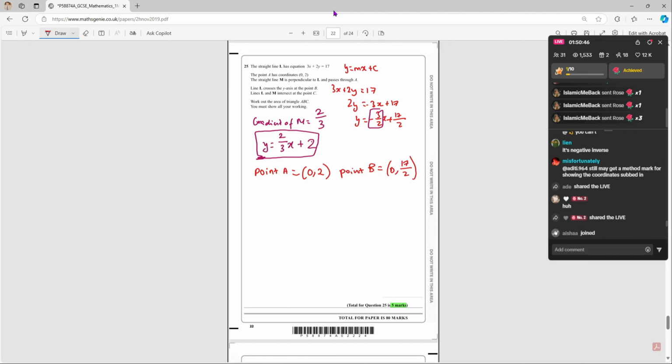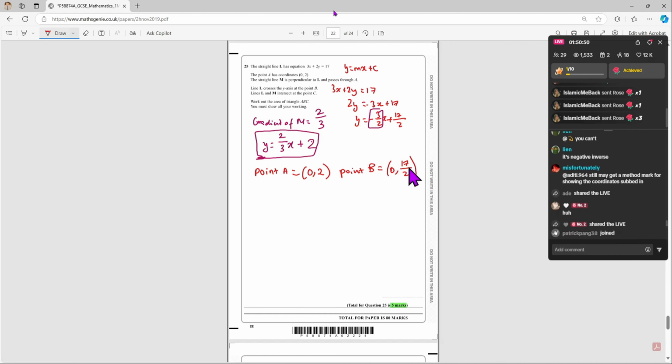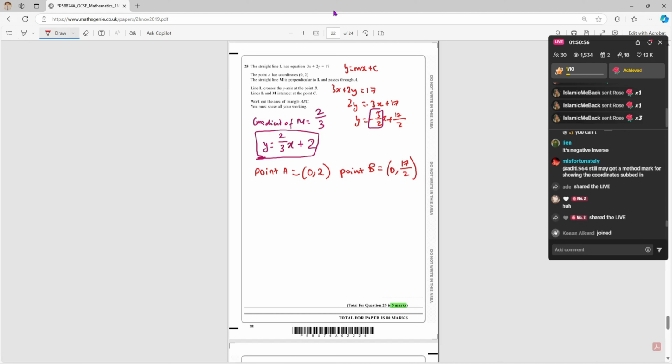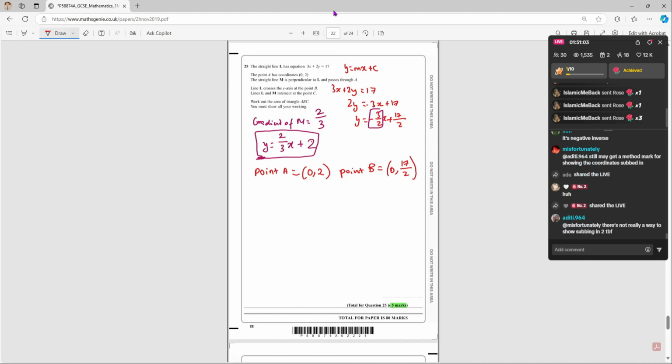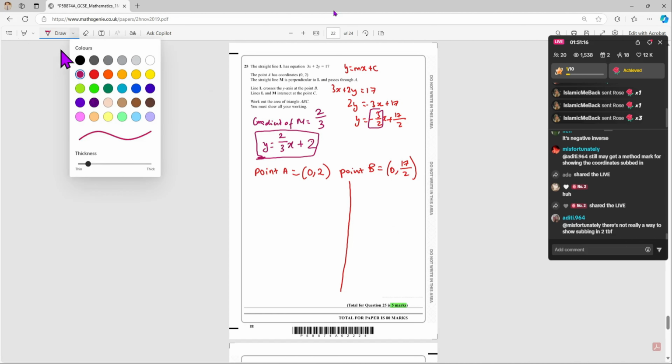So once you have done that, you have identified our points. Now you know that L and M intersect at point C. We have to work out what that point C is, and then we can work out the area of the triangle that it makes. I'm going to draw a line over here so I don't mix it up, because I'm going to use this space at the end to work out the area.